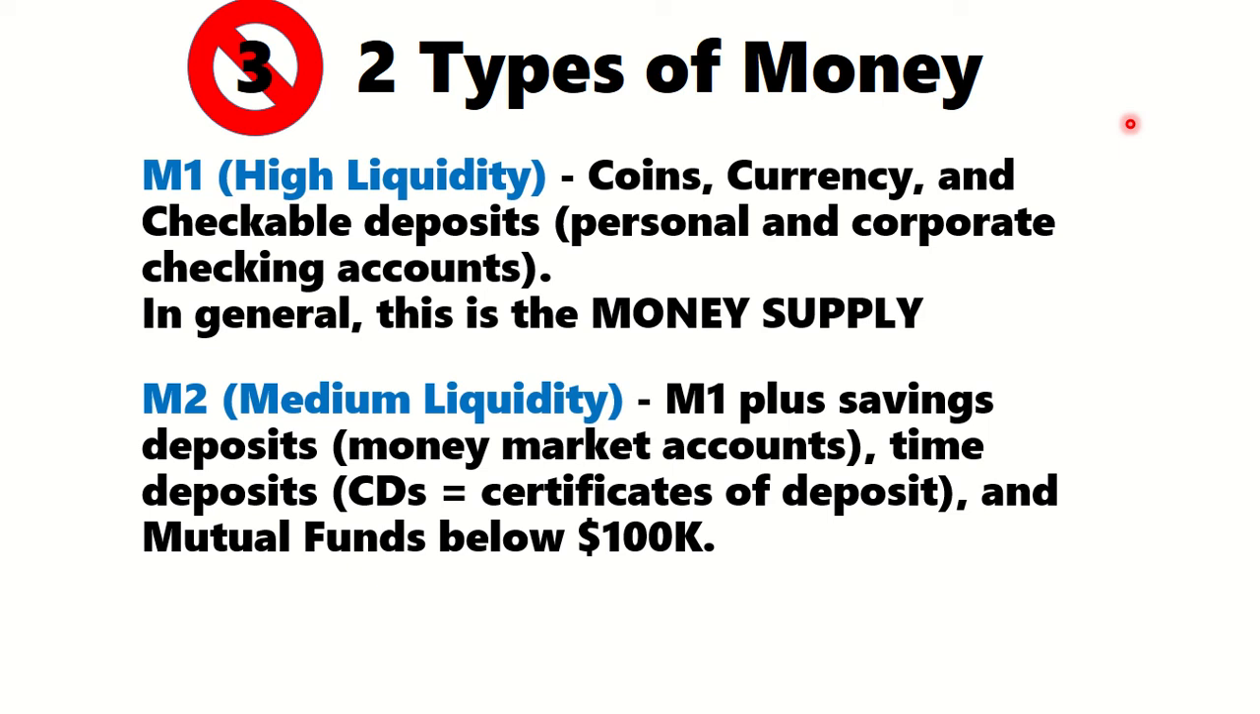M2 is M1 plus savings deposits or money market accounts, time deposits, certificates of deposit, mutual funds, equity, things that take a little bit longer or are tied up into other investment vehicles that take a little bit of time to get to. They're not as liquid as just cash sitting in a bank.